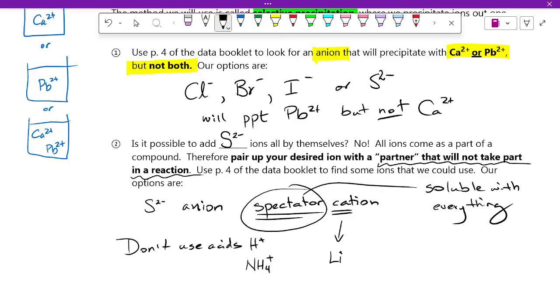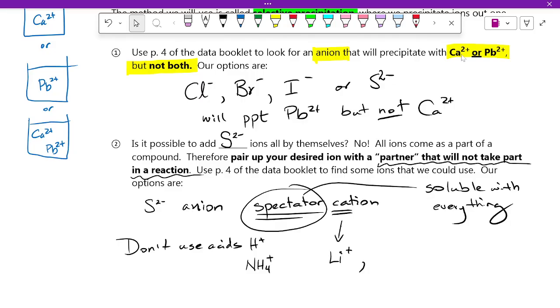NH4 plus, and that's because they can react with some of the ions. Like if you put H with S2 minus, you'll end up with mostly H2S together, undissociated, right? And we don't want that. And why not NH4? You can most of the time, but it will also produce hydrogen ions in solution, which will then get together with the sulfide. You know what I mean? So it's just better to pick the ones that don't react with anything at all ever.